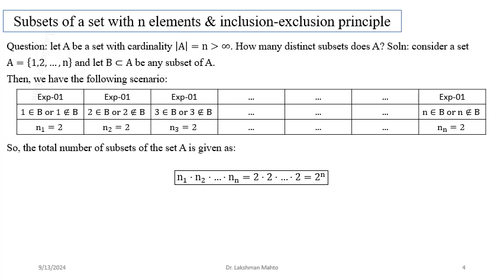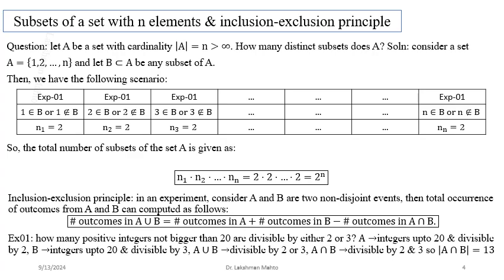So the multiplication rule is coming here. Through the multiplication rule, you can easily establish what the count is: 2 to the power n. So that is the proof that you come up with using the multiplication rule.